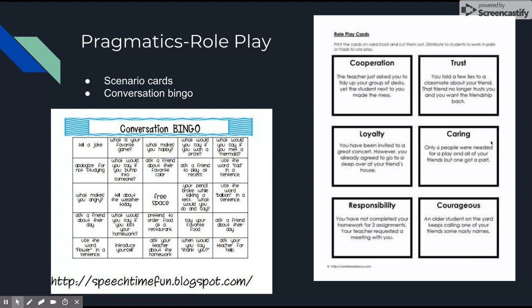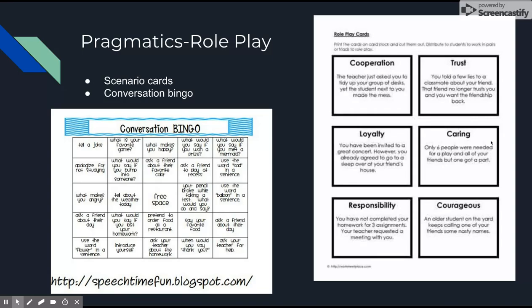Another way is through conversation bingo. Conversation bingo is really awesome because what I would do is I would say out one of these, for example, ask a friend to play at recess. Before they put their chip down, they would have to give an example of how they would ask a friend to play at recess, or ask a friend about their day, and so on.